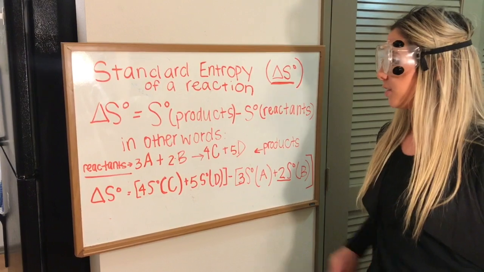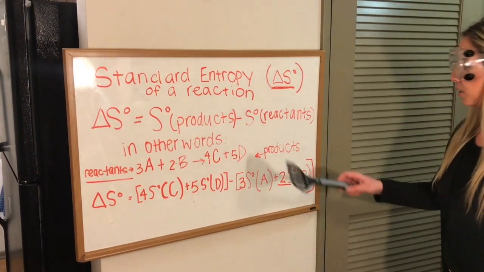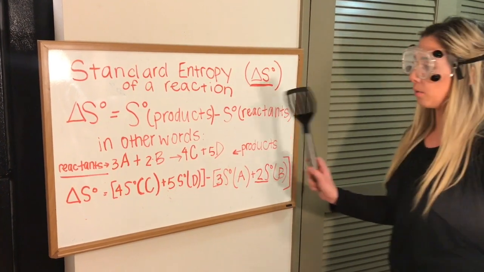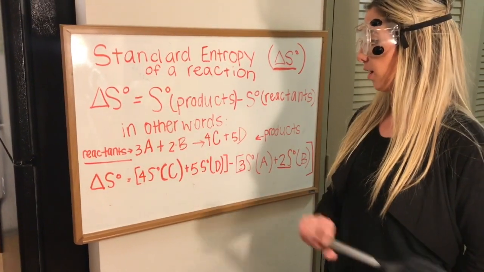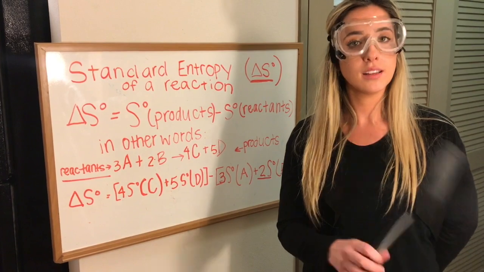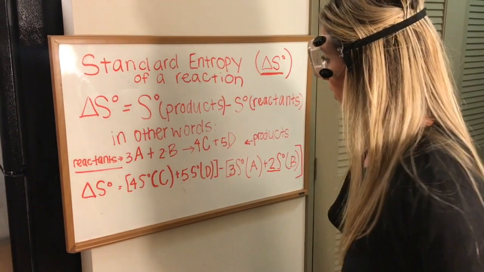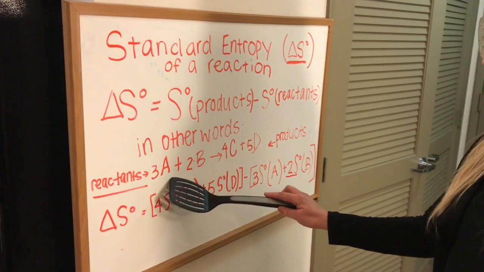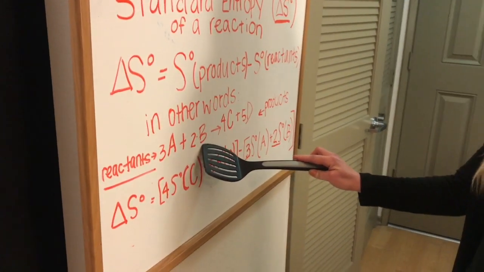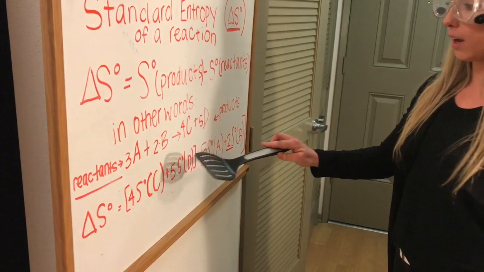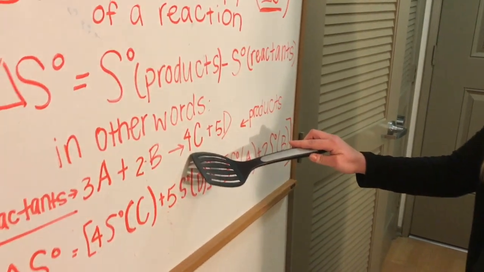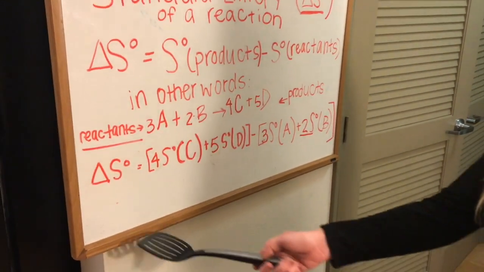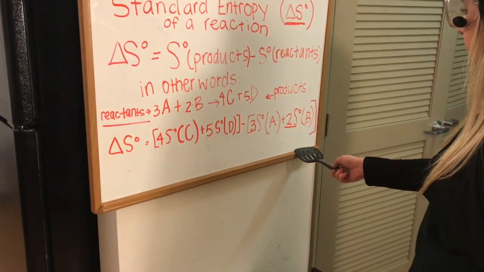To calculate for standard entropy, we subtract the total amount of entropy in the reactants from the total amount of entropy in the products. So let's visualize this here. In the reactant side, we have 3 moles of substance A, 2 moles of substance B. In the product side, we have 4 moles of substance C and 5 of substance D. This is how you would solve for this equation.